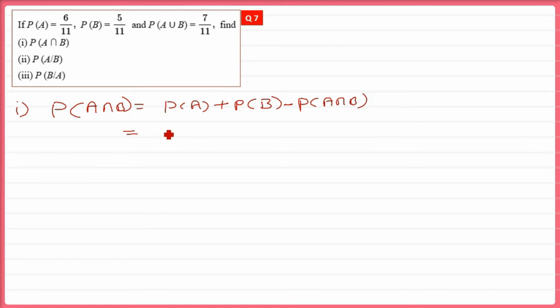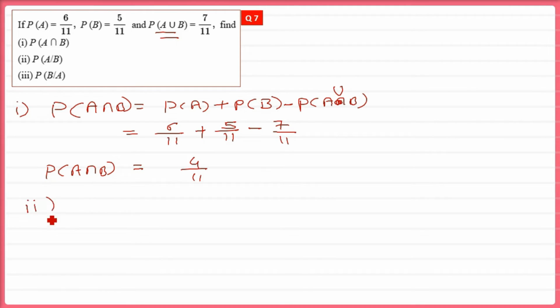I'll just change it. P(A) is already given to us, 6 by 11. P(B) is also known, which is 5 by 11. Then we have P(A union B), which is actually 7 by 11 given in the question. So 6 plus 5 is 11, 11 minus 7 is 4. 4 by 11 has come. So P(A intersection B) is equal to 4 by 11, which is the first one which we were expecting.